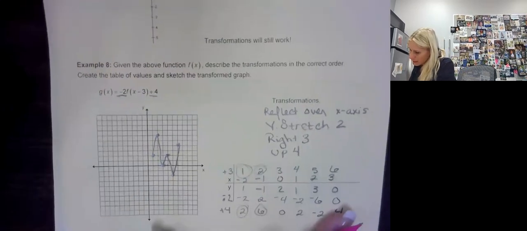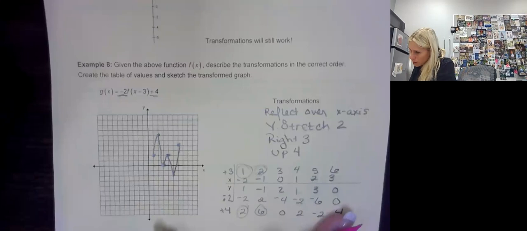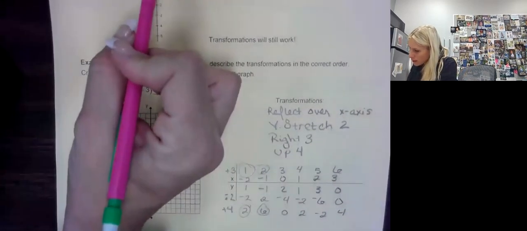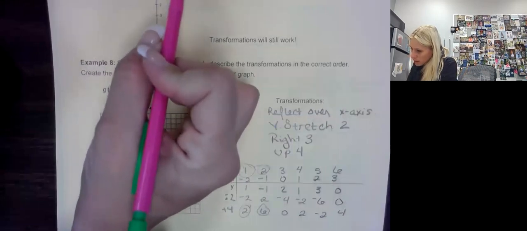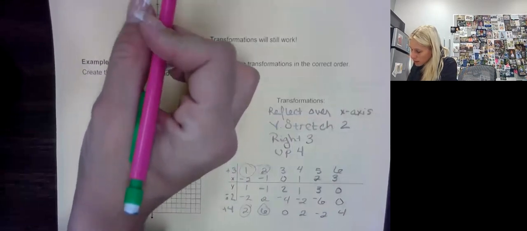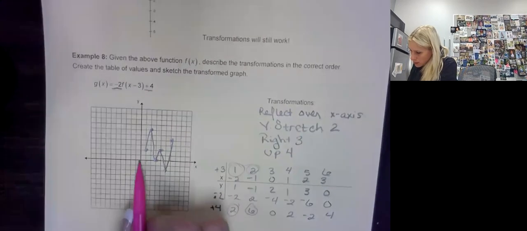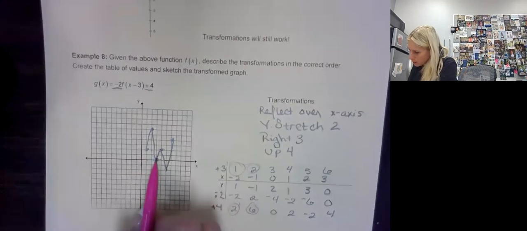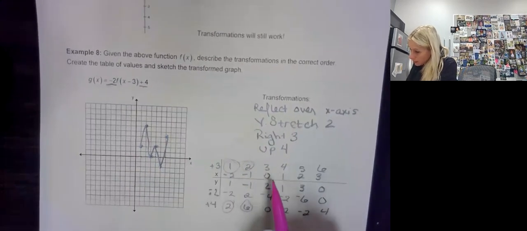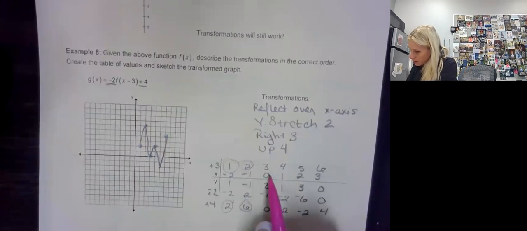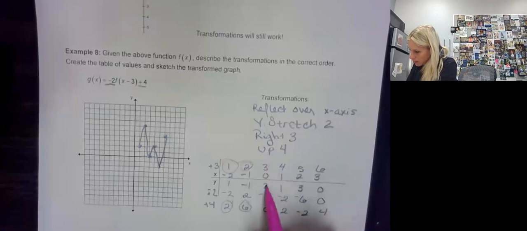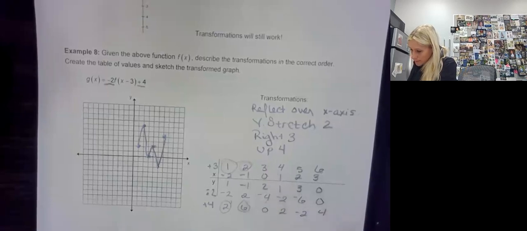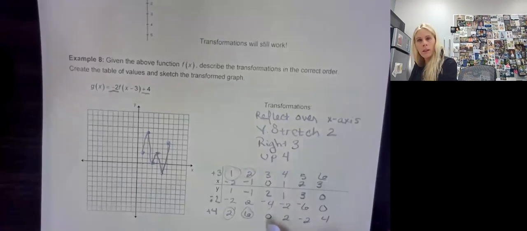Did I get all my stuff correct? This would have been to the right 3. 4. Sorry, guys. 0, 2. I add 3 here. Multiply by 2. Yep. Awesome. Perfect. Okay.